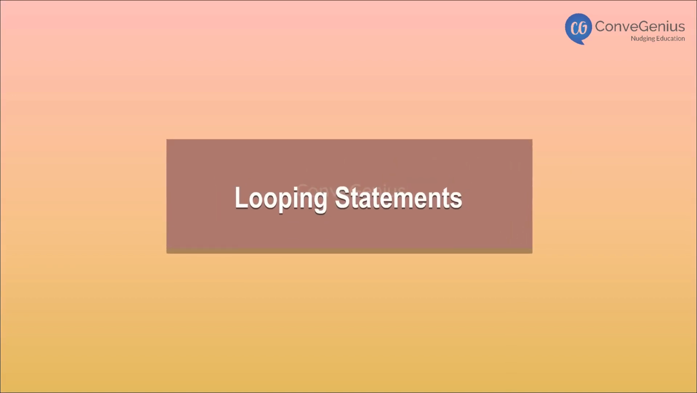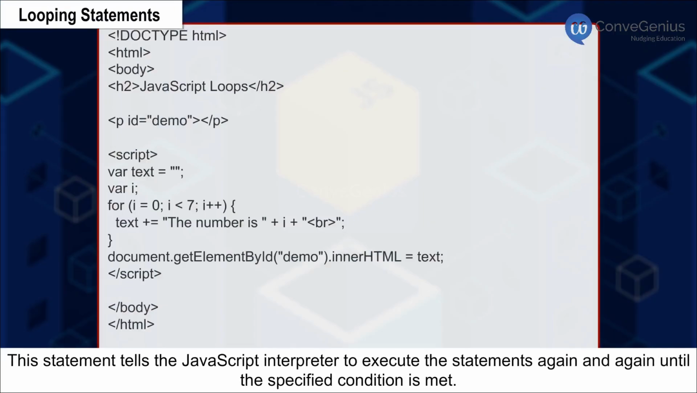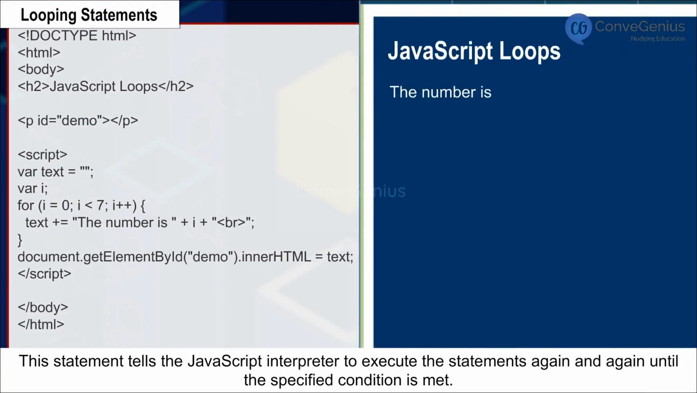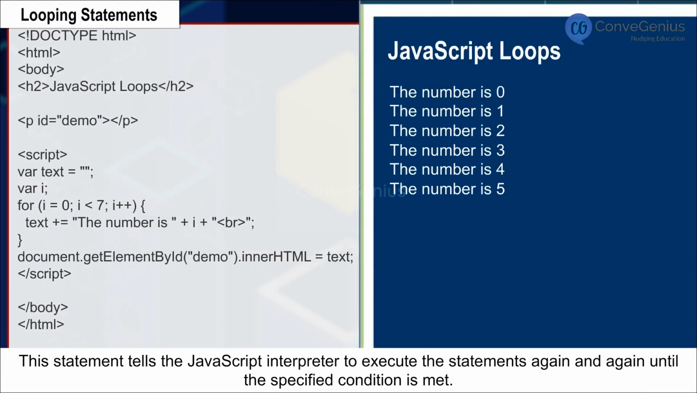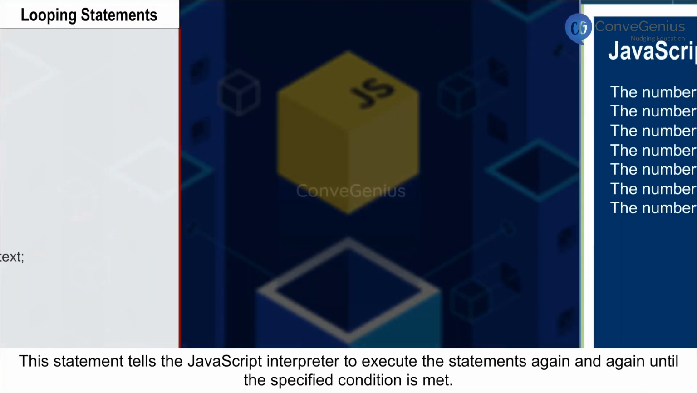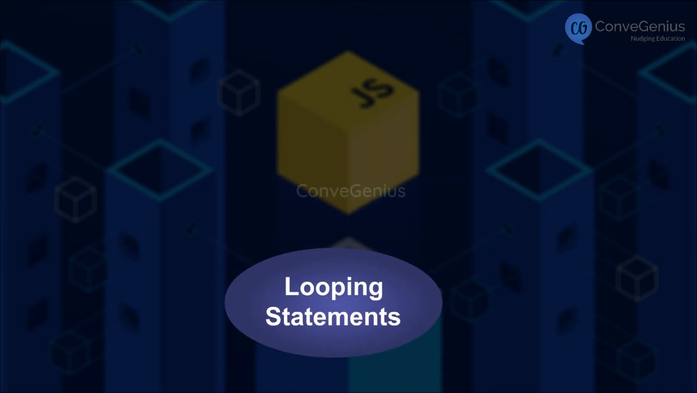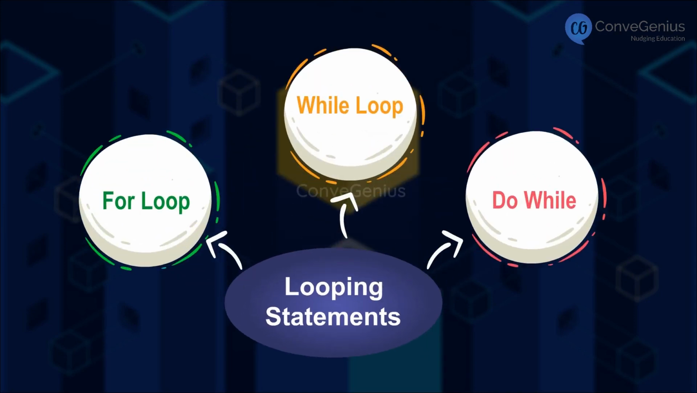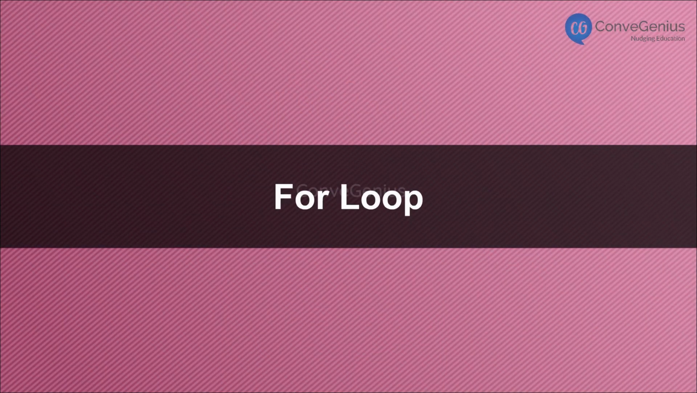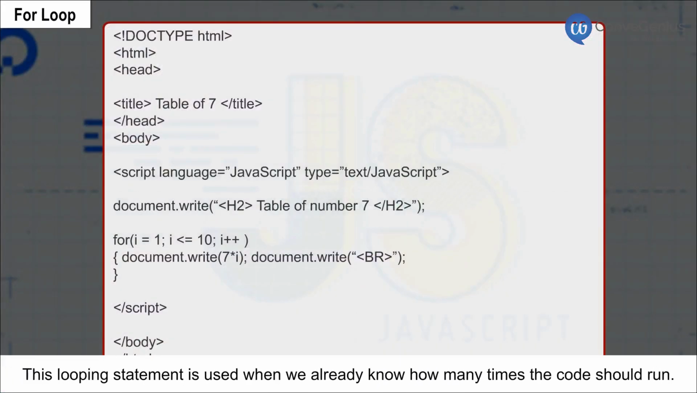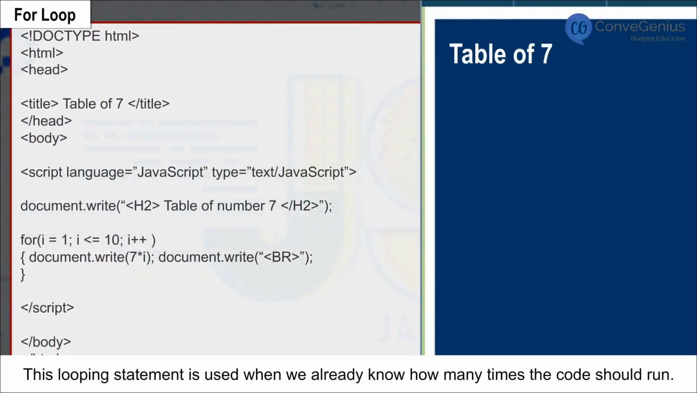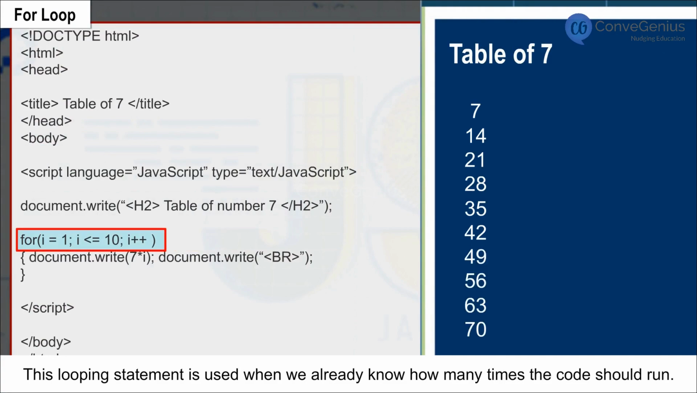Looping statements. This statement tells the JavaScript interpreter to execute the statements again and again until the specified condition is met. The looping statements can be divided into three types. For loop. This looping statement is used when we already know how many times the code should run.